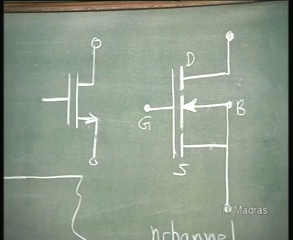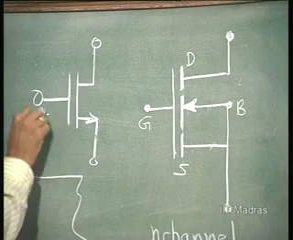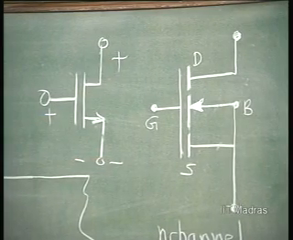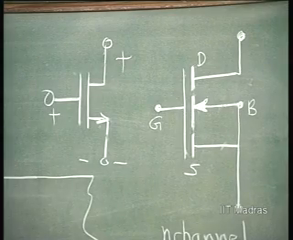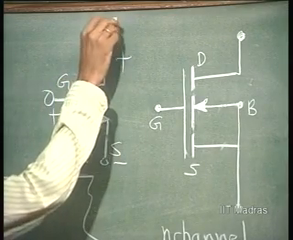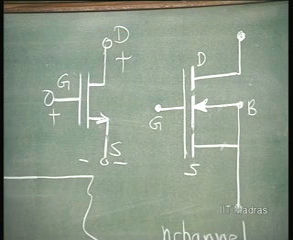Now, obviously, the biasing for making it work is positive with respect to source. You apply a positive voltage here as well as to the drain, then only MOSFET action occurs.